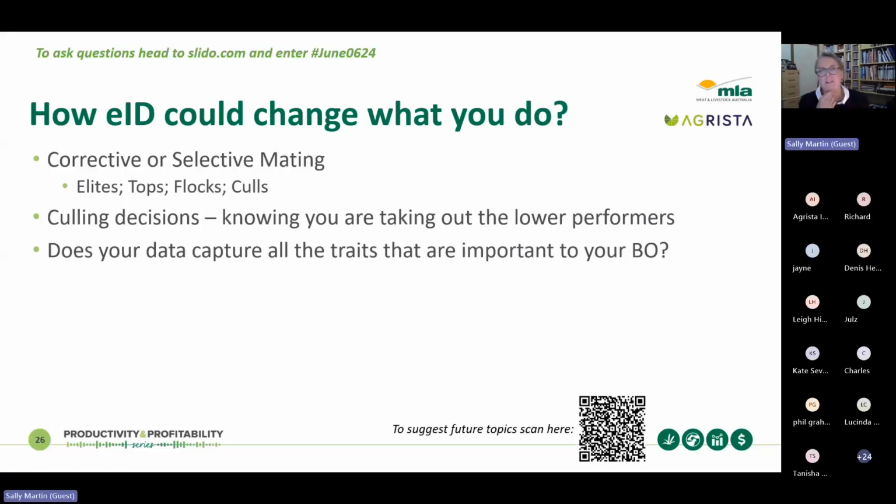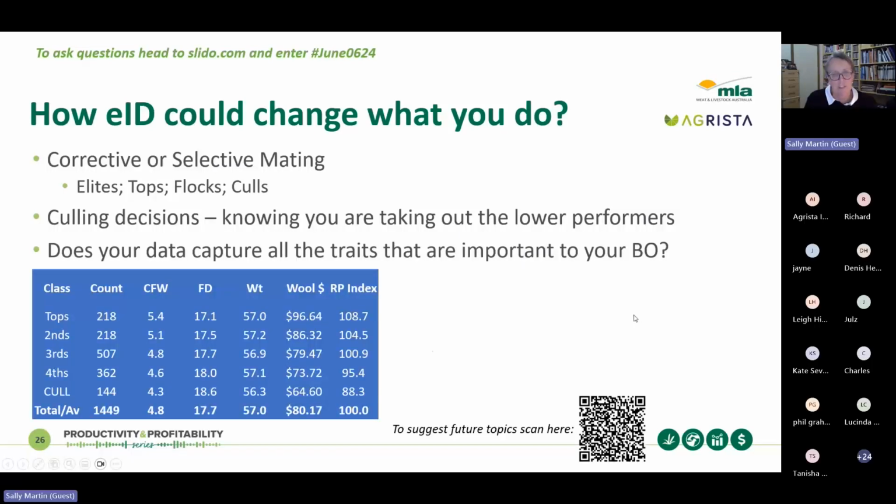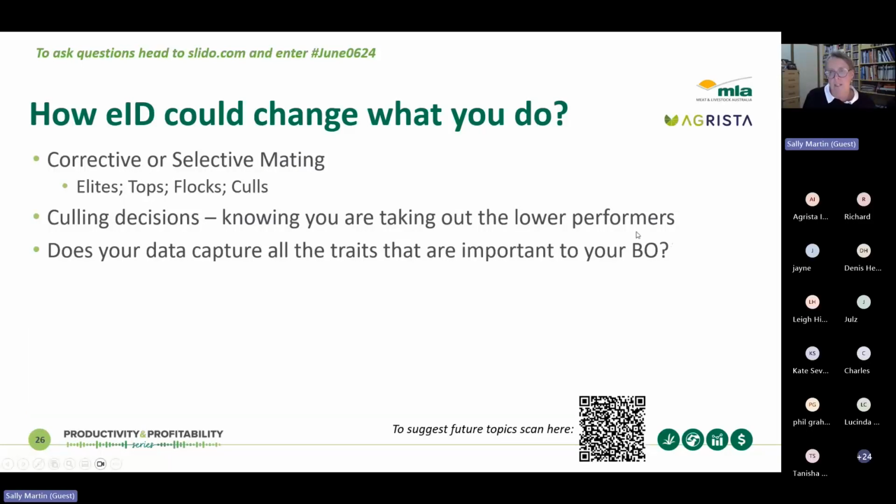So could eID change what you do? I think there are some good opportunities to use your information down the track, in having your culling decisions and knowing that you're getting out those low performers, but also knowing, can you use that data to look at your breeding objective. This is just a couple of examples where knowing what's in your breeding objective is really important.